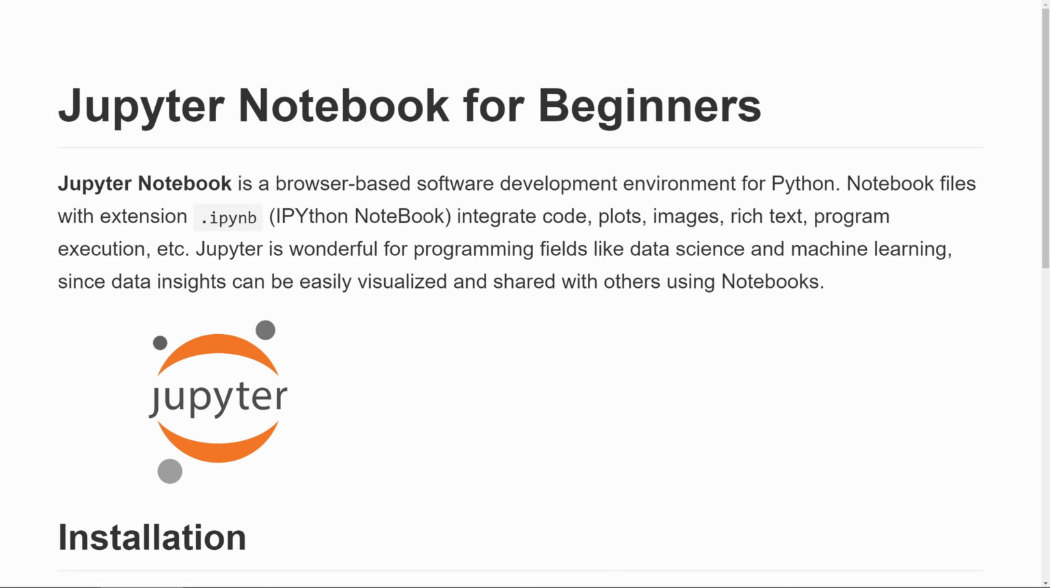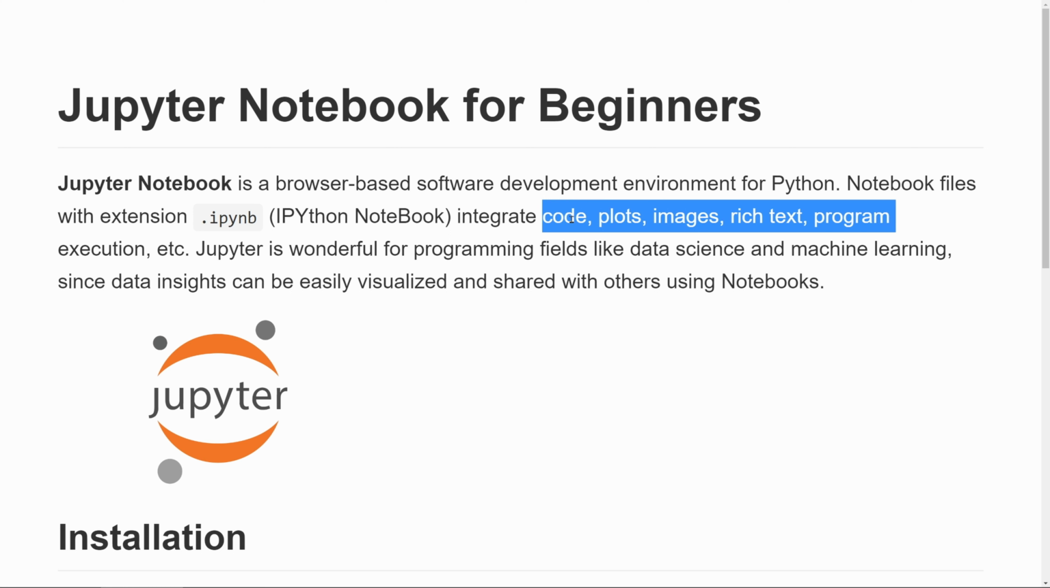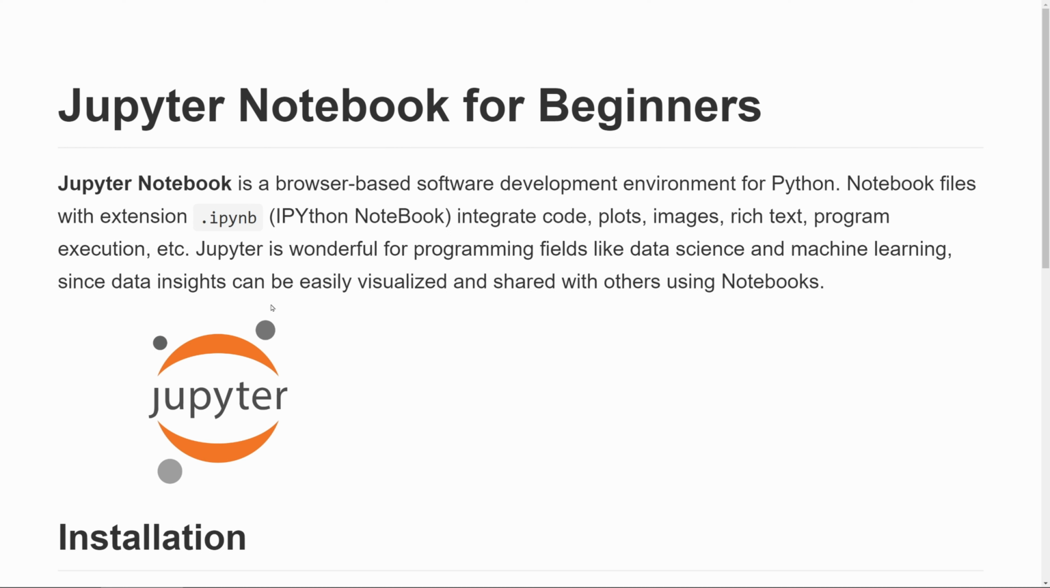Jupyter Notebook is a browser-based software development environment mainly for the programming language Python. Notebook files with the file extension .ipynb, standing for IPython Notebook, integrate code, plots, images, rich formatted text, program execution output, etc. This makes Jupyter a wonderful environment for programming fields like data science and machine learning, since data insights can be easily visualized and shared with others using notebooks.